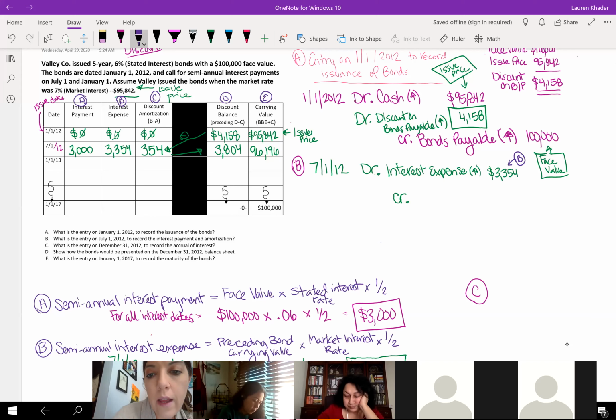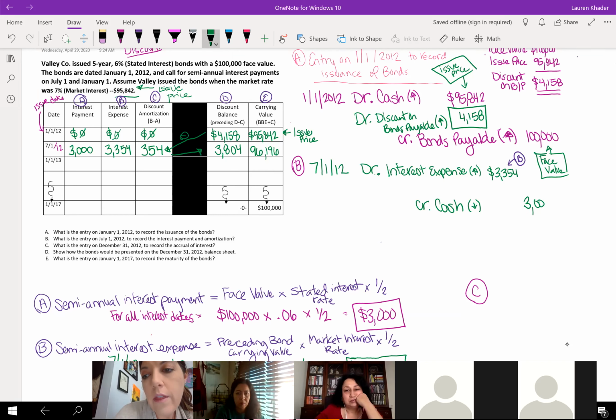We're going to credit which account? Cash, because we're paying out interest. How much interest are we paying out? 3,000, from column A.